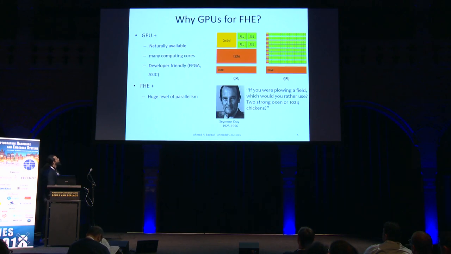So now a question that may arise: why GPUs for FHE? Well, GPUs are becoming more naturally available. They include many, many computing cores, and they prove to be actually strong in handling parallel problems or problems that include a high level of parallelism. And it happens to be that FHE, or homomorphic encryption in general, has a huge level of parallelism, and that can be exploited by the GPUs. That's why these two, the platform and the problem, seem to be a good match.